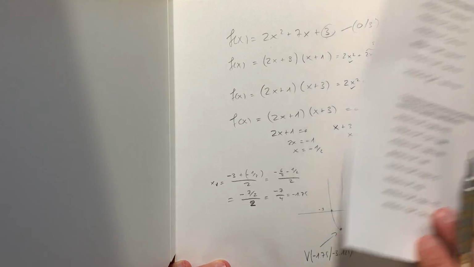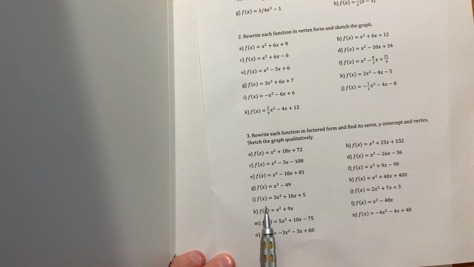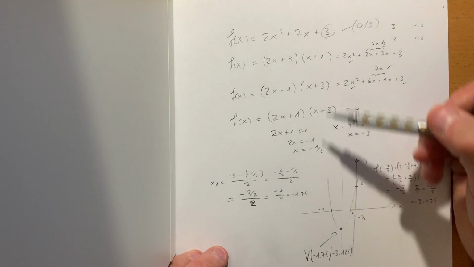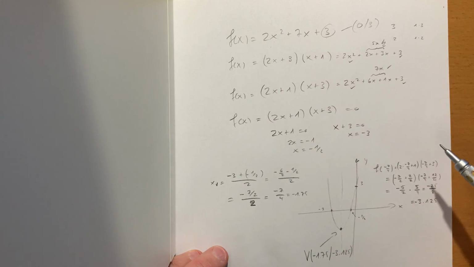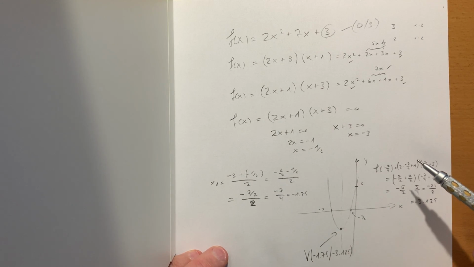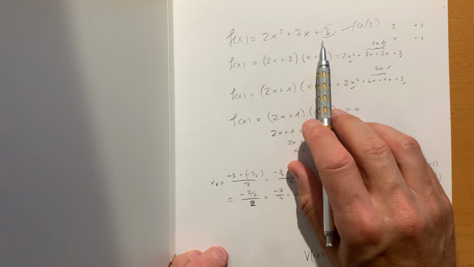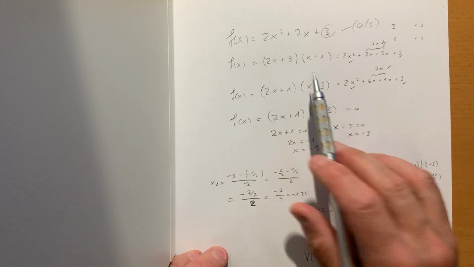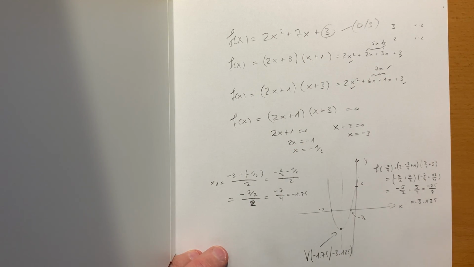Obviously, you could do this one by using the method of completing the square. I showed that method for exercise 3i. If you want to go back to that one, there we did it by factoring the general form to get the factored form, and we were able to work it out like this. The other one is slightly more laborious.